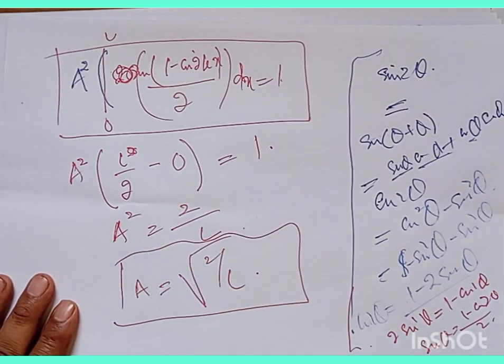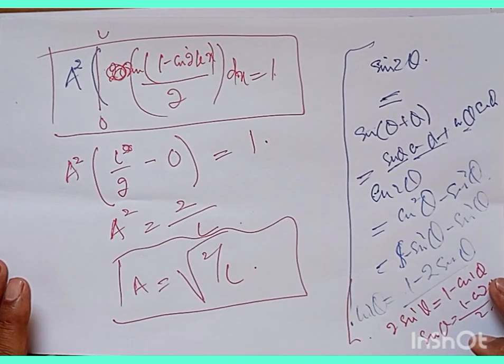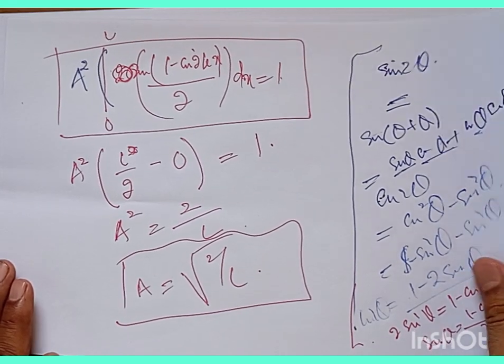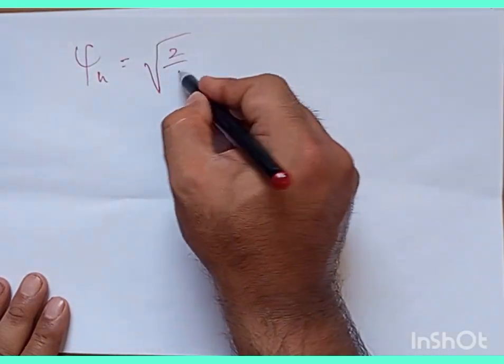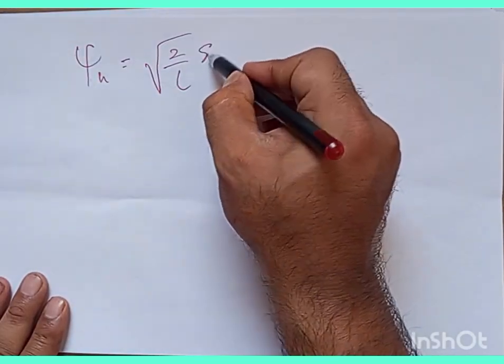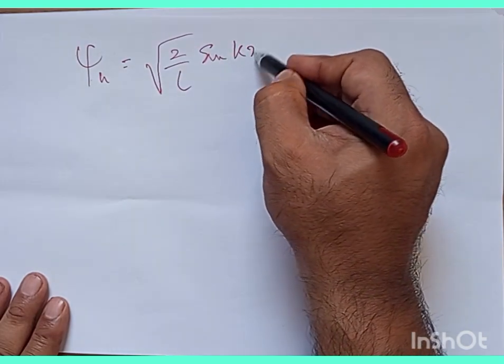So using normalization, what we have done is we have calculated the value of this constant a, and now we have the wave function. We can write down psi n is under root of 2 by L, then sine of kx.